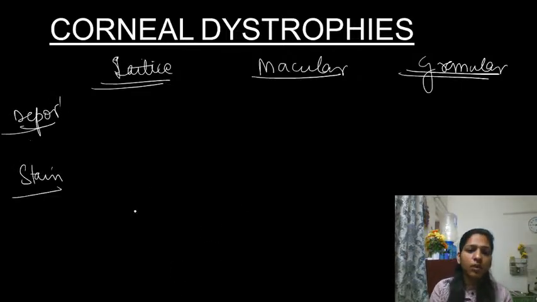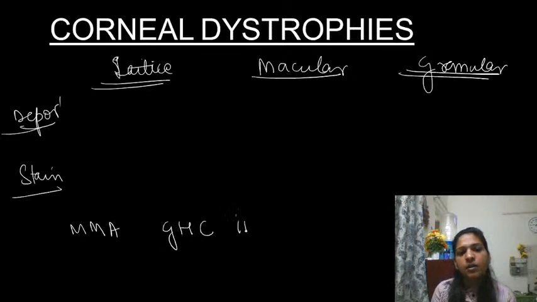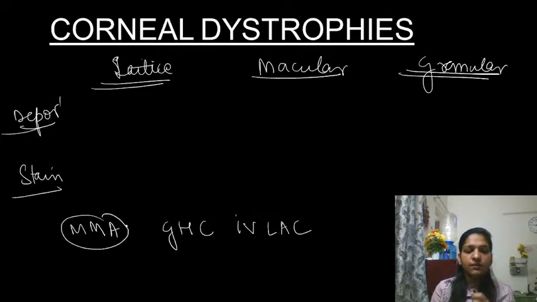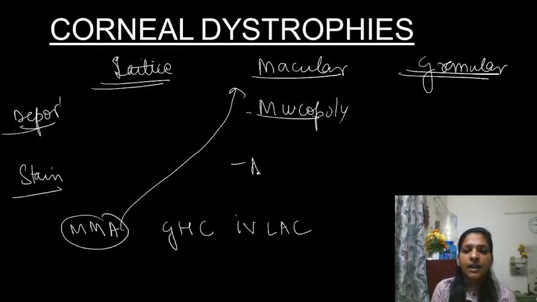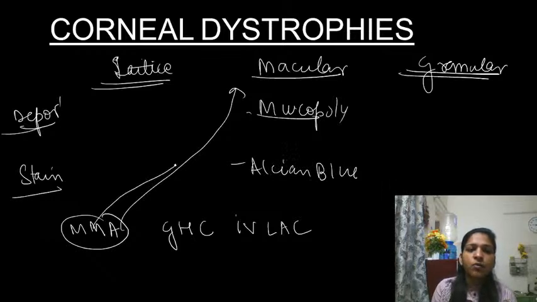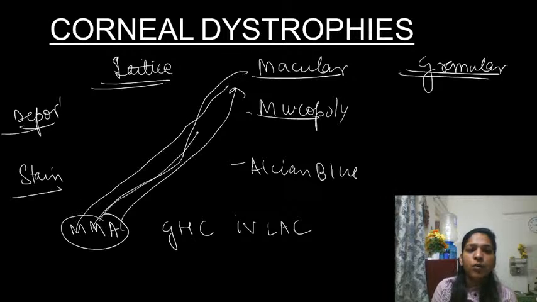Okay, so there is one mnemonic for it. It is Mun always get her countrymen in Los Angeles country. Okay, so Mun always is for macular, that is depositions are mucopolysaccharides and stained by Alcian blue dye. M for macular, M for mucopolysaccharides, and A for Alcian blue. Okay.